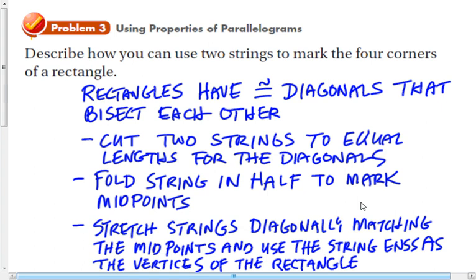And the reason we would know that this is a rectangle is because the strings are the same length, so we have congruent diagonals, and we are bisecting the diagonals, so we know it's a parallelogram also. All right, you try that.